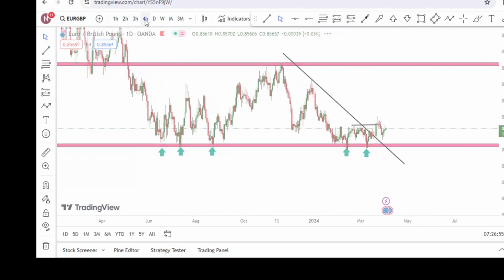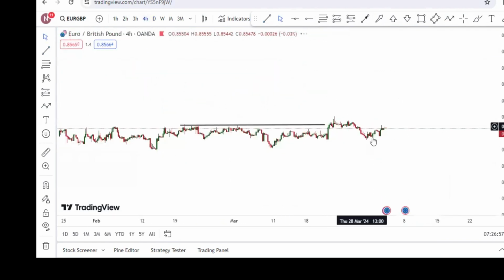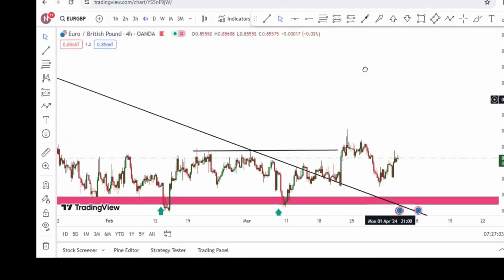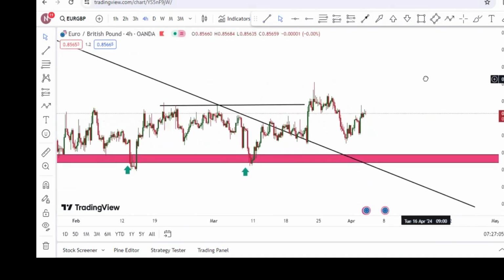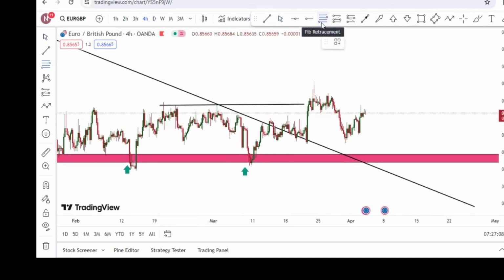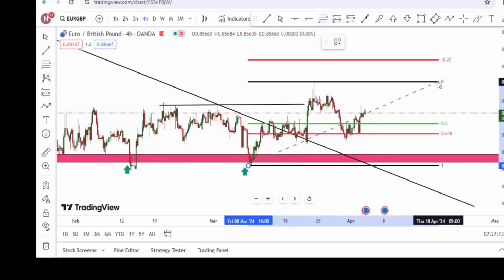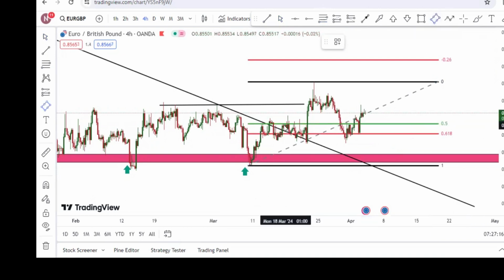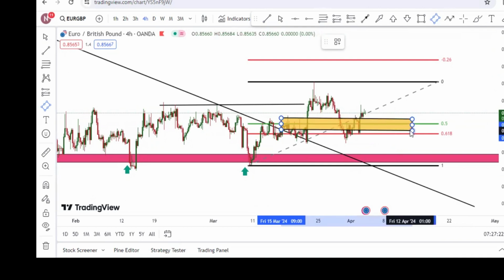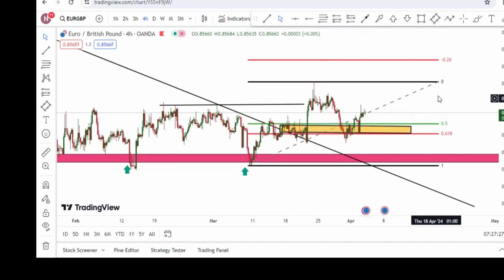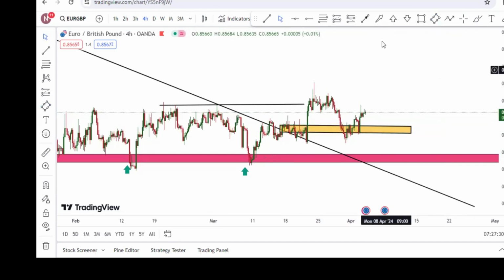Now let me go to 4 hour so that you can see how I entered this trade. Now on 4 hour, I usually take my Fibonacci tool from the bottom to the top. And also let me mark this level. You can see the market respected this level. The market respected this level. Also, I took my trend line.